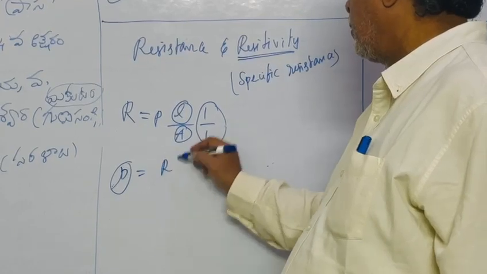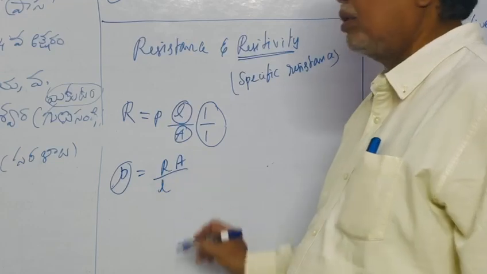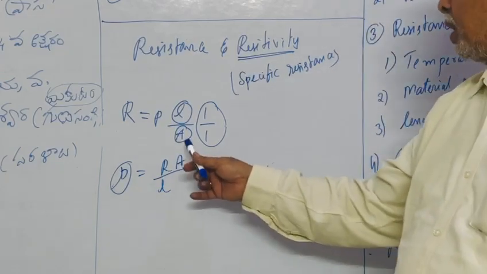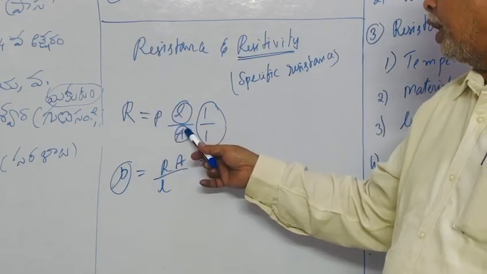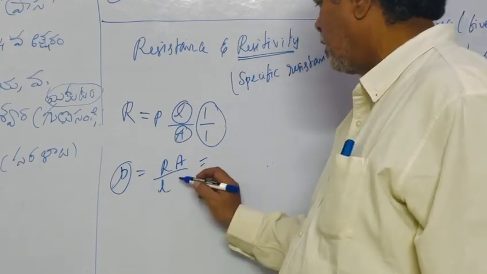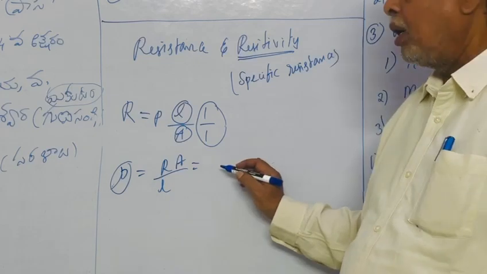So tell me, it will be reciprocal. RA by L. This is RA by L. See here, I have changed it. What is that? This will go that side. Resistivity is equal to R into A by L. What is R?